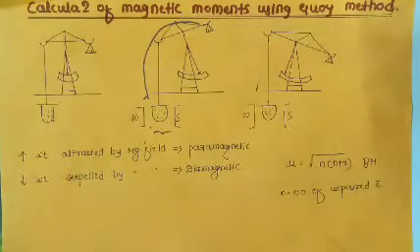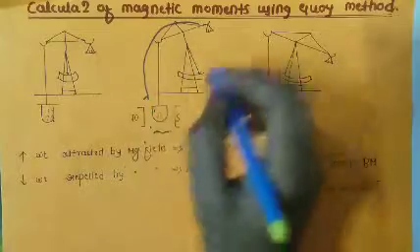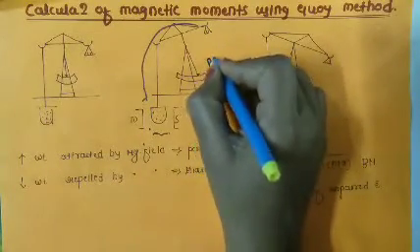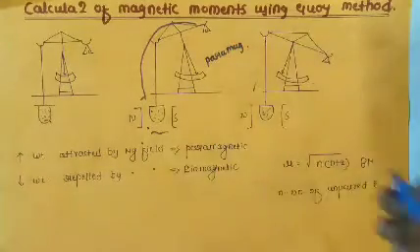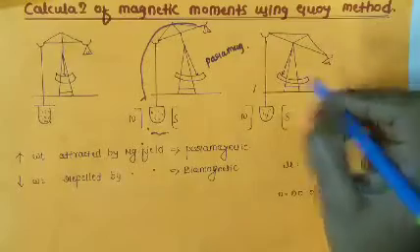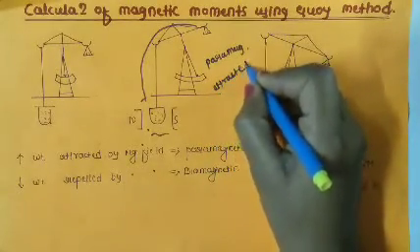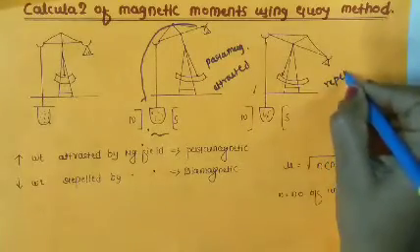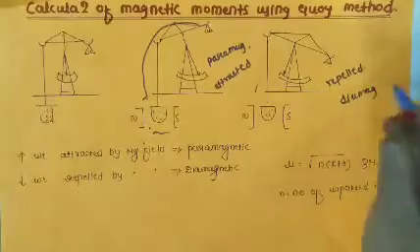In common, the substance which is attracted by the magnetic field shows the paramagnetic property. And the substance which is repelled by the magnetic field shows the diamagnetic property.